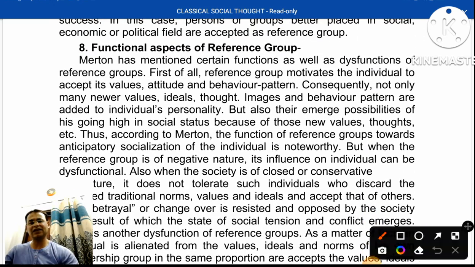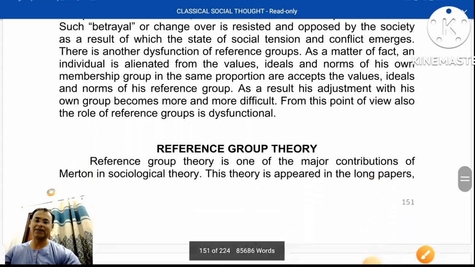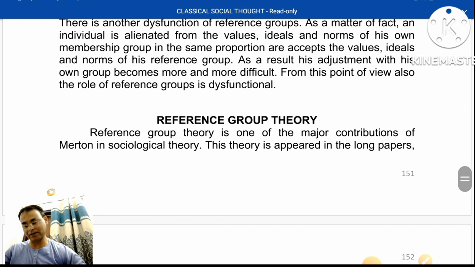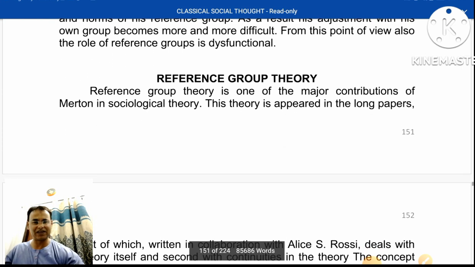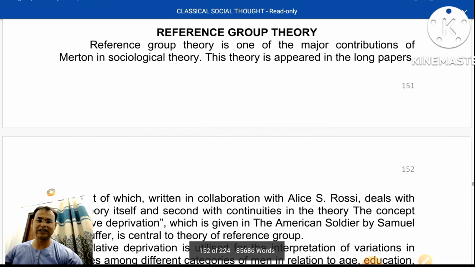Here Merton says that if you get a position in the reference group, that would be functional for you, and your creativity will increase. If you do not get the opportunity to enter that group and become a member of that reference group, you would be a marginal man and your creativity will be lost. You will not be in your own group, nor in the group you want to become part of, the reference group. So this is the major contribution of Merton in sociological theory.